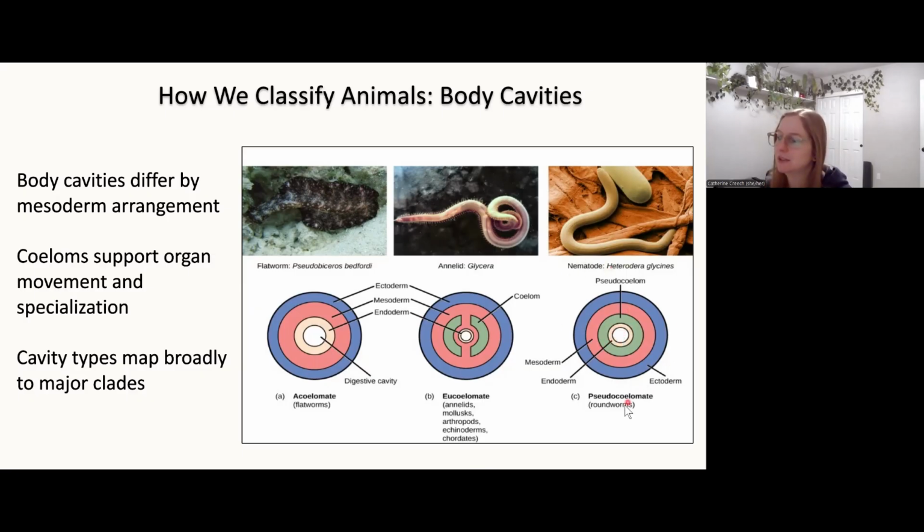Examples: nematodes. These are roundworms. Nematodes are extremely common on Earth. They are everywhere. They're really important to us because they are a model organism. We've learned a lot of genetics by studying nematodes, but they do not have a space wrapped in mesoderm, and so it's not a true coelom, it's a pseudocoelom.